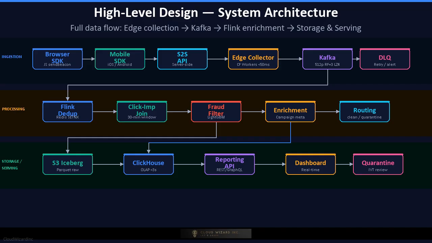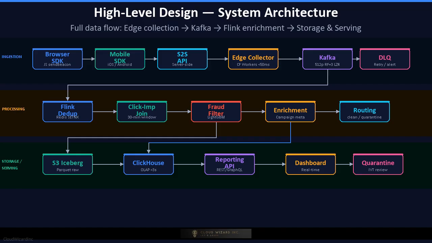Kafka sits at the center of the architecture with 512 partitions, replication factor 3, and LZ4 compression, acting as the system's indestructible buffer. In the processing layer, Apache Flink reads from Kafka and does 3 things in a single streaming job. It deduplicates events using a Redis Bloom filter, it joins clicks to impressions within a 30-minute watermark window, and it scores every event through the fraud detection model.